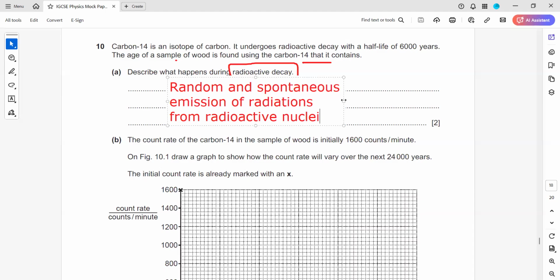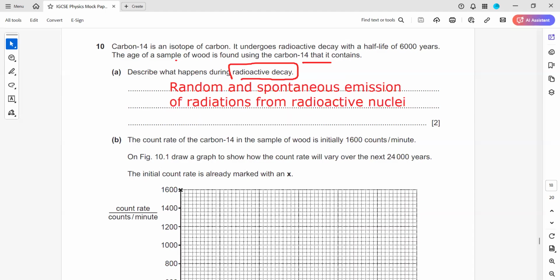So what are the points which will score a mark? Like what happens in radioactivity? One thing is the emission from the nucleus, spontaneous and random. It's a very important term because random means there is no order and spontaneous means it cannot be triggered by changing conditions such as temperature, pressure. So when I use the term random and spontaneous emission, that is one mark. And of radiation, that is another mark.